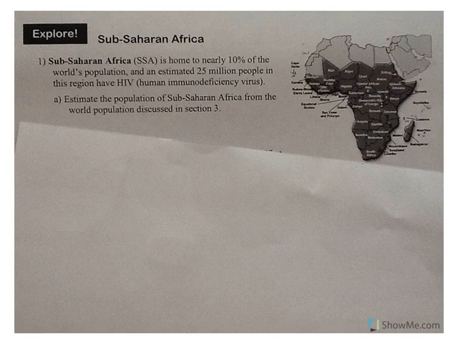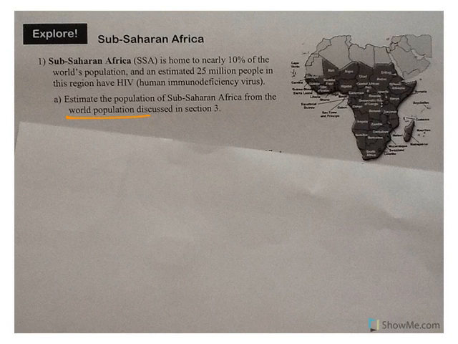All right, we're going to do a couple problems that are pretty interesting, dealing with Sub-Saharan Africa and playing with percents and proportions. So Sub-Saharan Africa, which we will designate as SSA, is home to nearly 10% of the world's population, and an estimated 25 million people in this region have HIV. First problem, let's estimate the population of Sub-Saharan Africa from the world population discussed earlier in the packet.